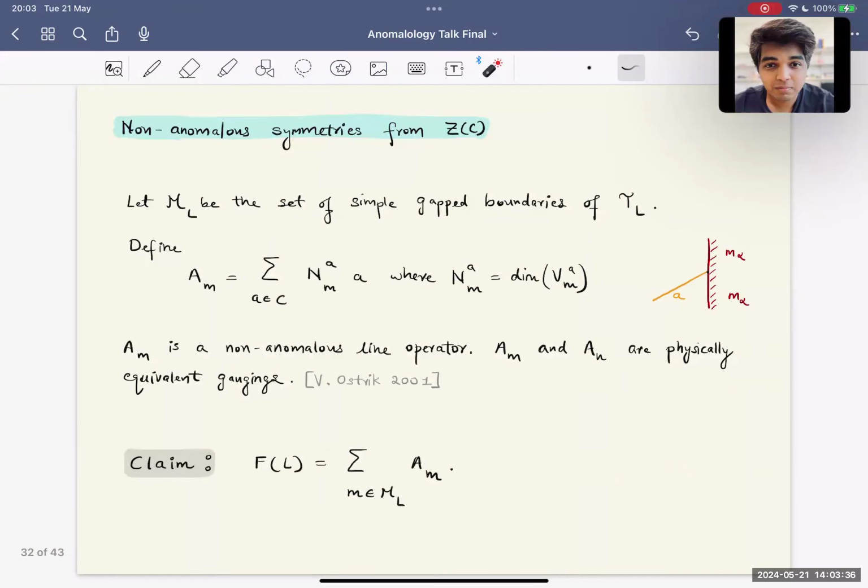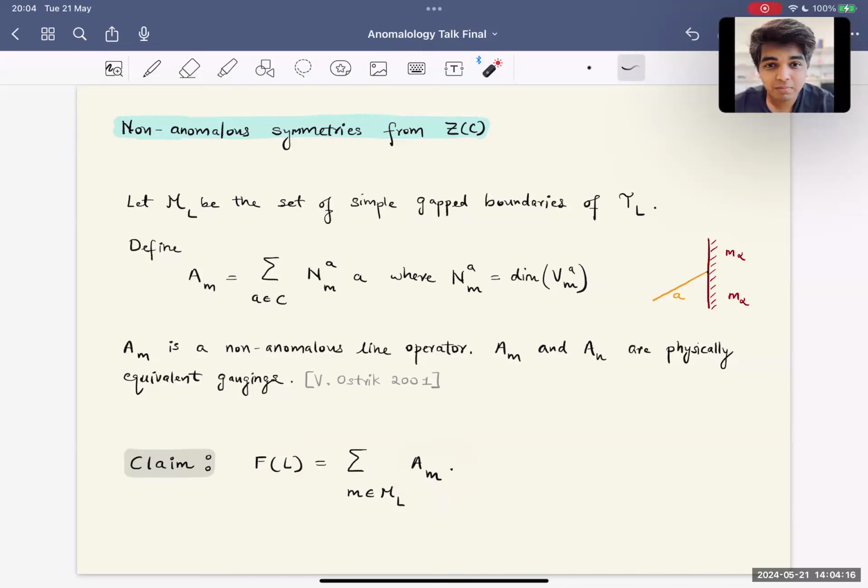What is the claim? When you do F, the forgetful map or the bulk to boundary map, to a Lagrangian algebra L, the sum of algebras that you get is precisely these A_M, which are the algebras that you get by looking at lines which can preserve a given gap boundary. So you have a sum of algebras for different M. For different gap boundaries, for each M, you have an A_M, and you take a sum of all such algebras, and you get F acting on L. So these A_M are the physically equivalent gaugings.